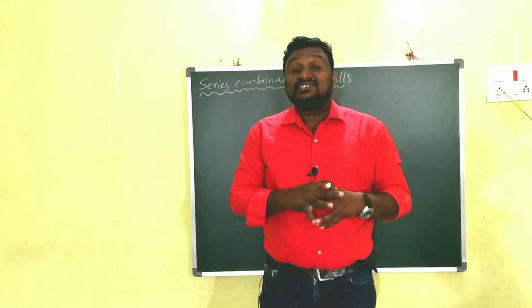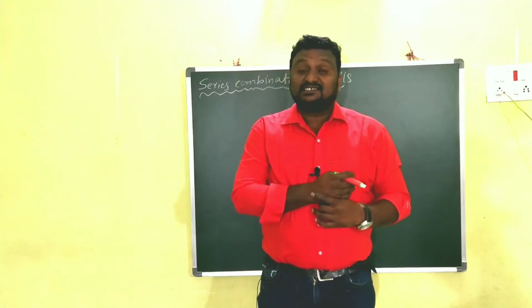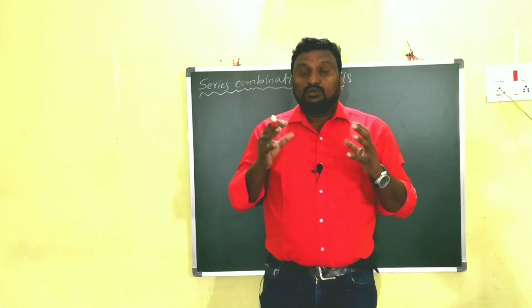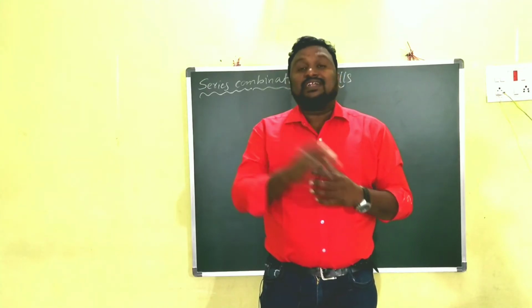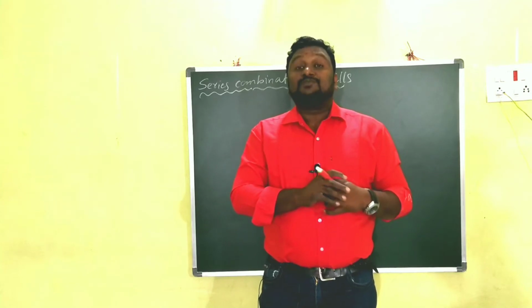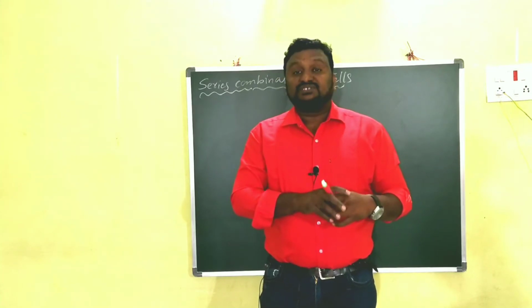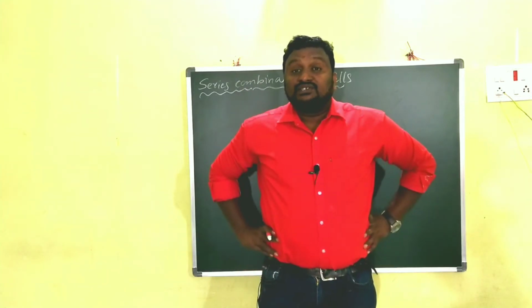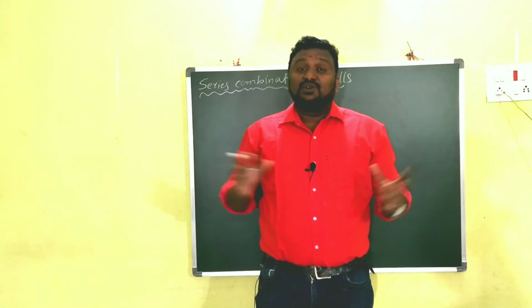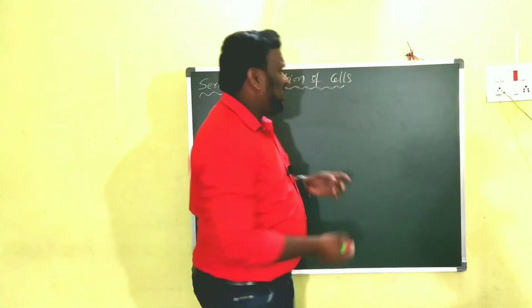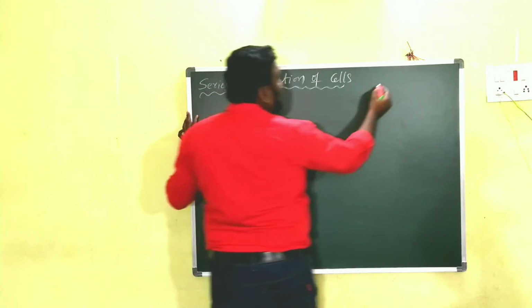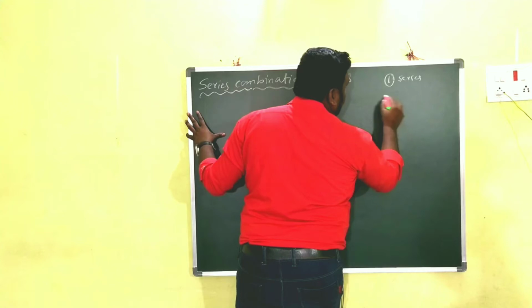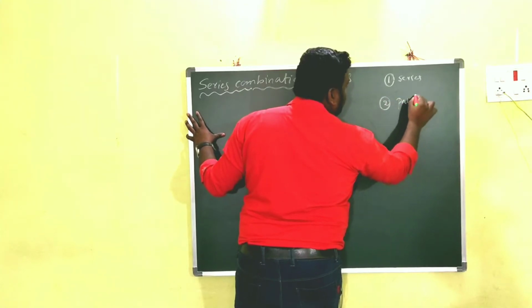So what is the necessity of taking a combination of cells? Why do we have to use a combination of cells? To derive more current in the circuits, we can prefer a combination of cells. To send a larger amount of current in the circuit, we require a combination of cells. Combination of cells is also of two types: the first one is series combination and the second one is parallel combination.